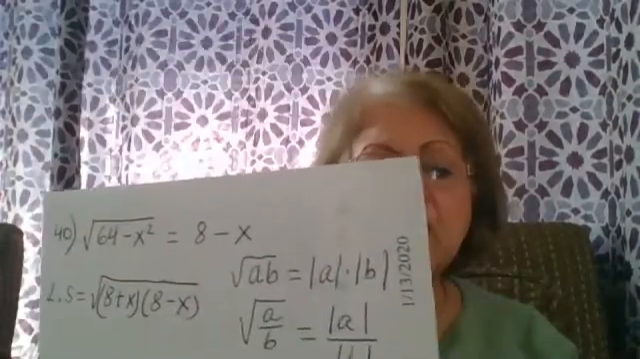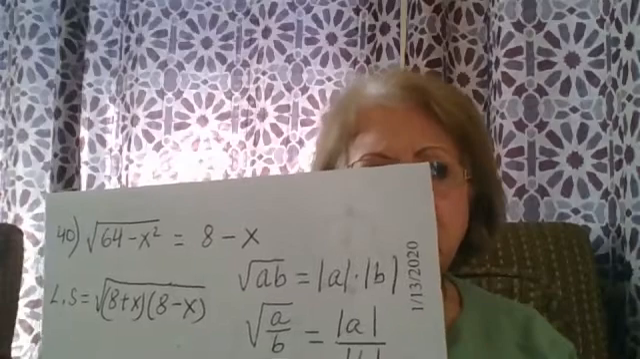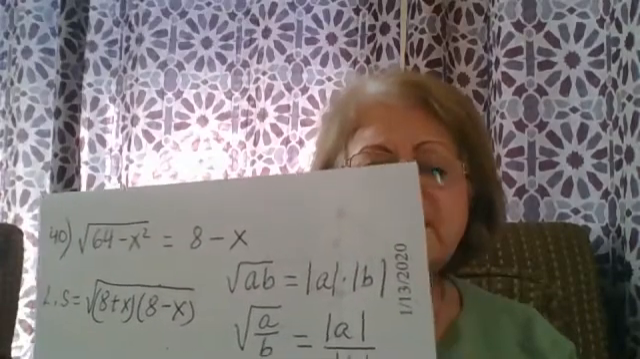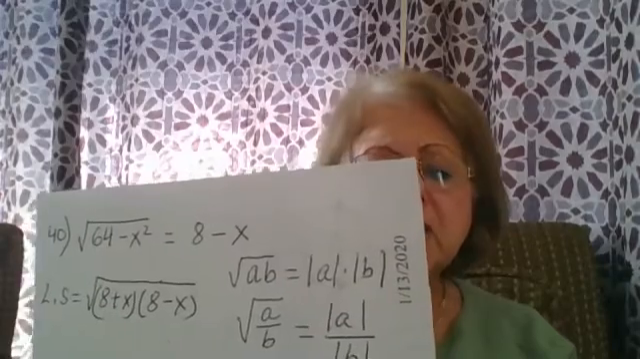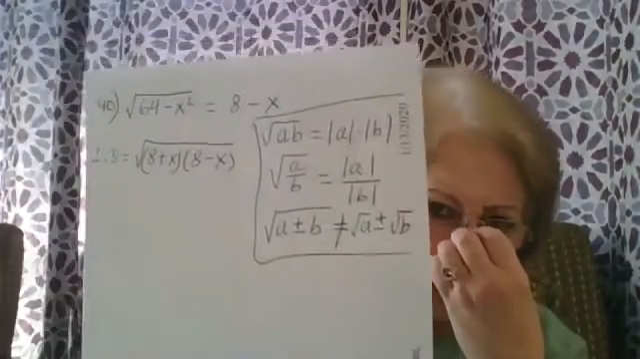8 minus x. You can break this into the product of the sum and difference between 8 and x. And this is the square root of the product. So we can apply this formula, which I showed right here on the top. I'm going to separate that formula, the first top formula. It will be the absolute value of 8 plus x multiplied by the absolute value of 8 minus x.